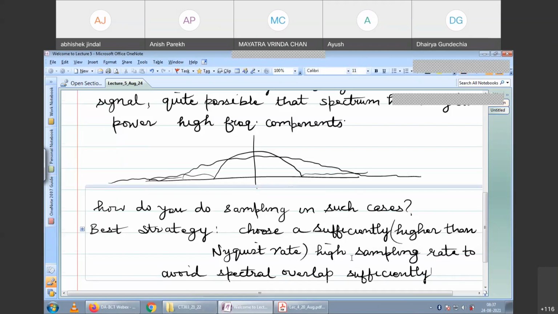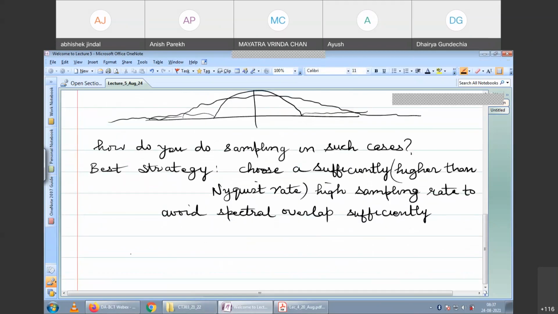But there is one issue. Still, with this, it cannot be said that the overlap will be zero.